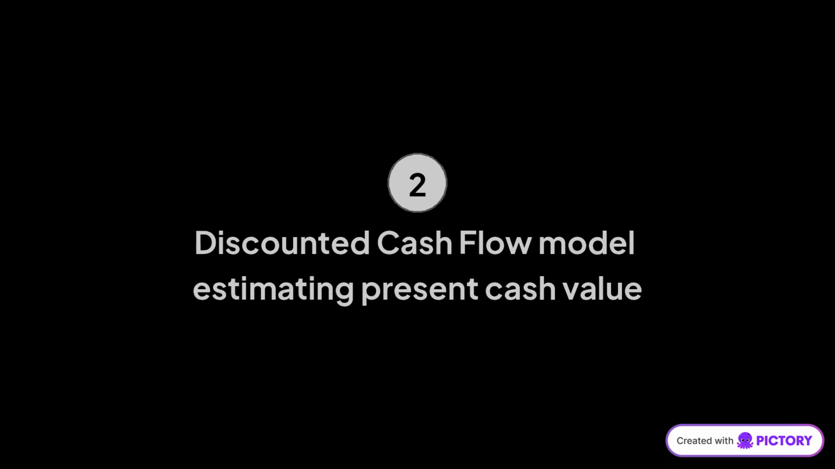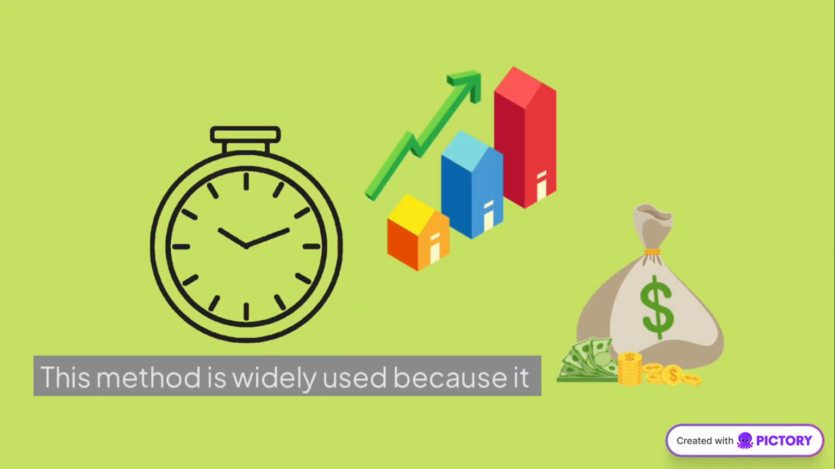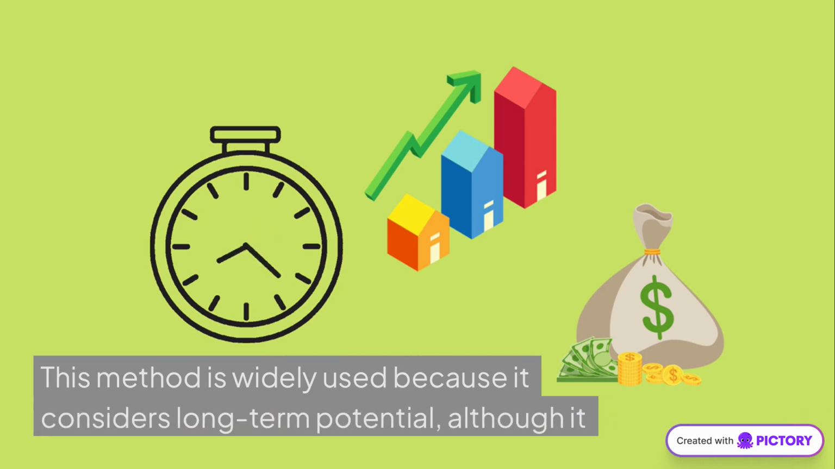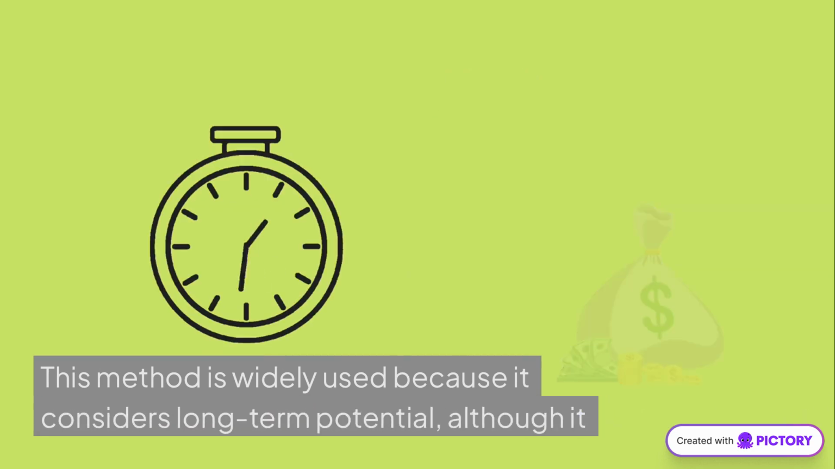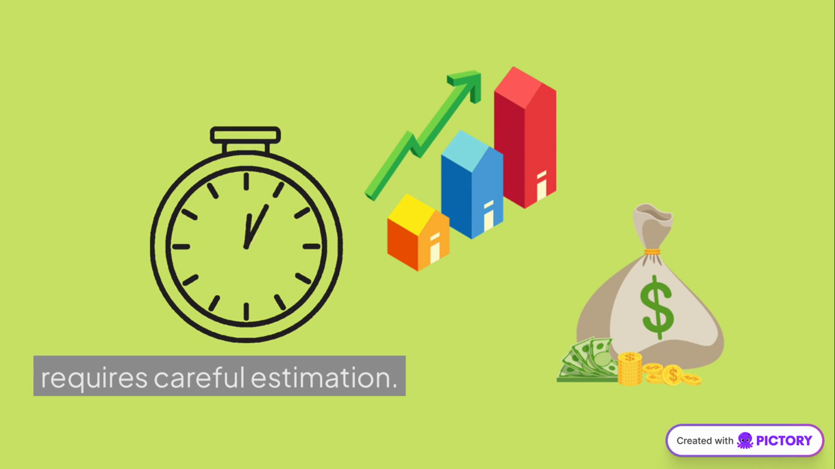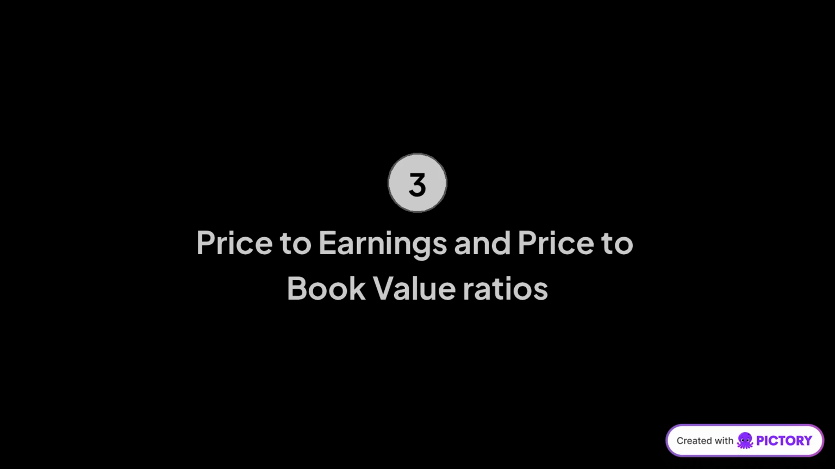Another method is the discounted cash flow (DCF) model, which looks at the company's ability to generate cash in the future and converts it into present value. This method is widely used because it considers long-term potential, although it requires careful estimation. Other commonly used approaches include the price-to-earnings (P/E) ratio and the price-to-book value (PBV).